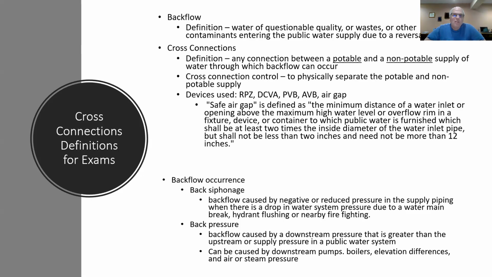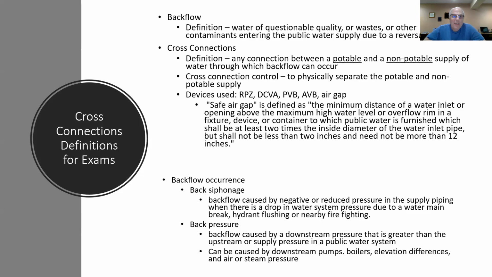Now, backflow occurrence, there's two ways in which backflow can occur. Normally, water doesn't flow from a low pressure to a high pressure. So the two ways in which that can happen would be back siphonage and back pressure. Back siphonage is backflow caused by a negative or reduced pressure in the supply piping when there's a drop in the water pressure. Back pressure then is backflow caused by a downstream pressure that is greater than the upstream or supply pressure in the public water system. Can be caused by downstream pumps or whatever.